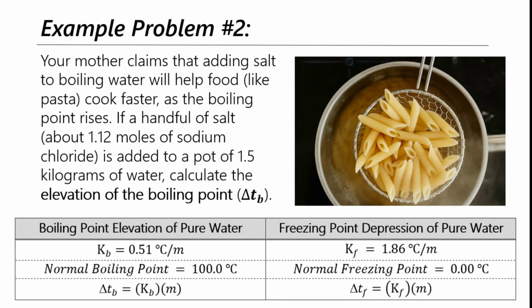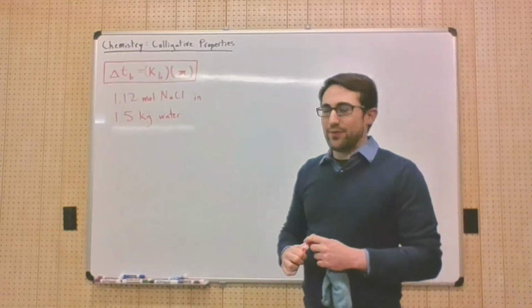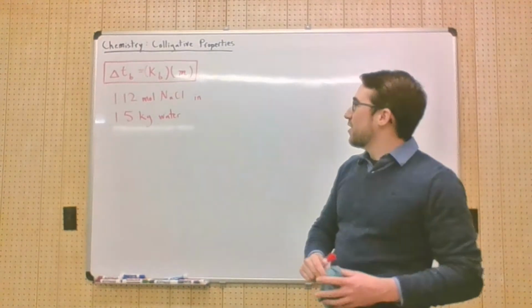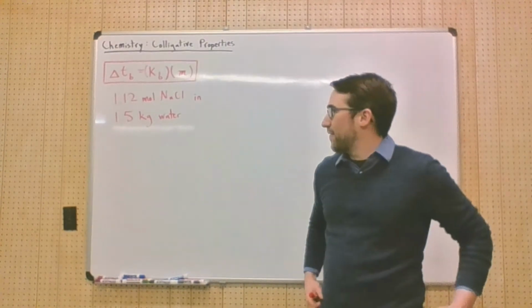In this problem, we are adding salt to some boiling water, and we expect the boiling point to rise as a result. We want to know how much it's going to rise by, so we want to calculate the elevation of the boiling point, that's delta TB. We are already given the amount of moles of the solute, the salt that we're putting in. And we've got the mass of the solvent, 1.5 kilograms of water. So if we can use that to calculate the molality of the solution, then we can further take that to calculate the delta TB. In this example, we've got 1.12 moles of salt dissolved in 1.5 kilograms of water.